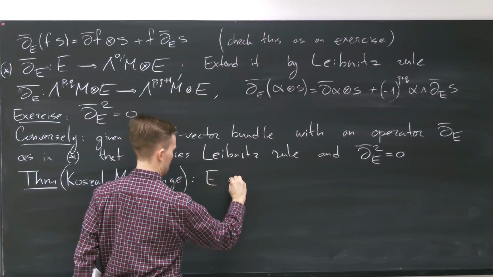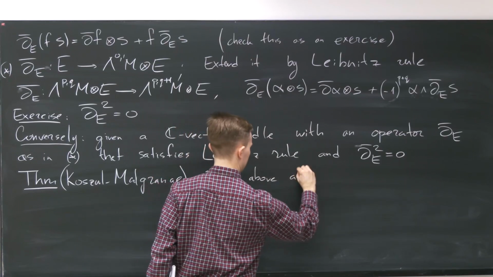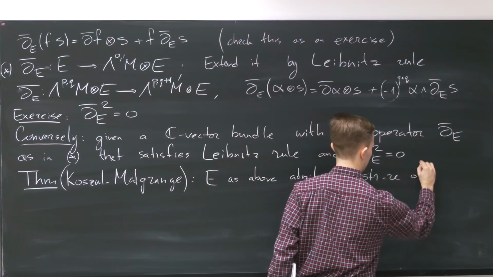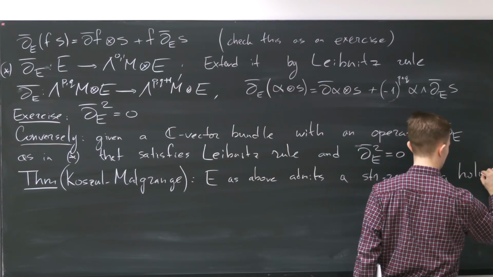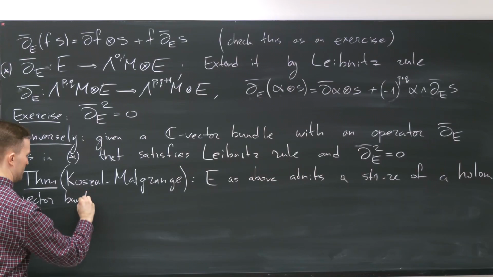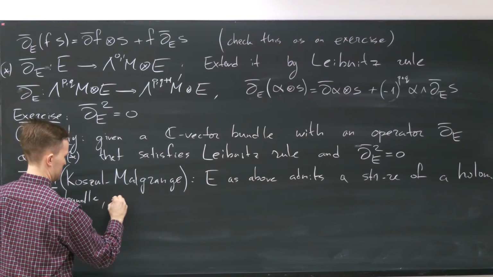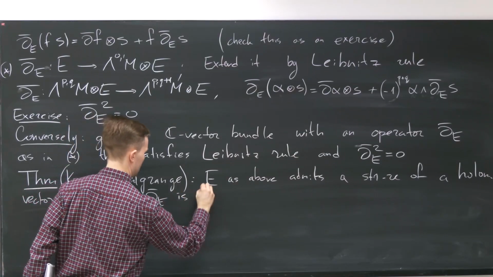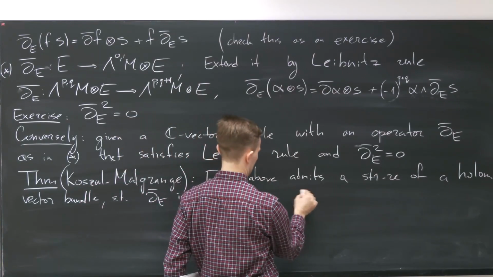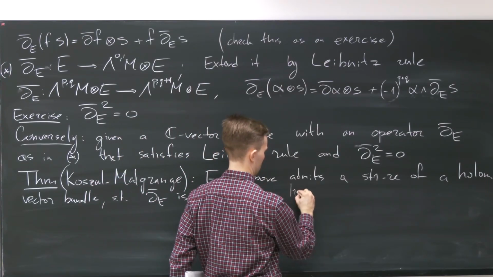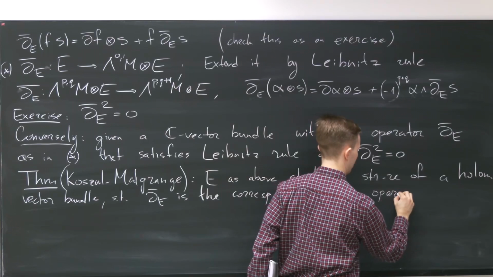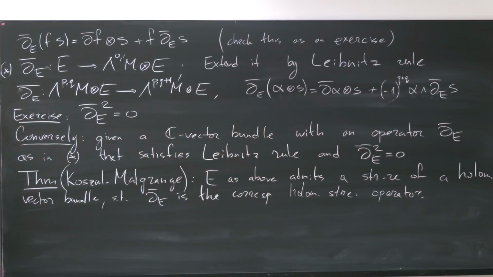So E, as above, admits a structure of a holomorphic vector bundle such that this del bar E is the corresponding holomorphic structure operator. Okay.